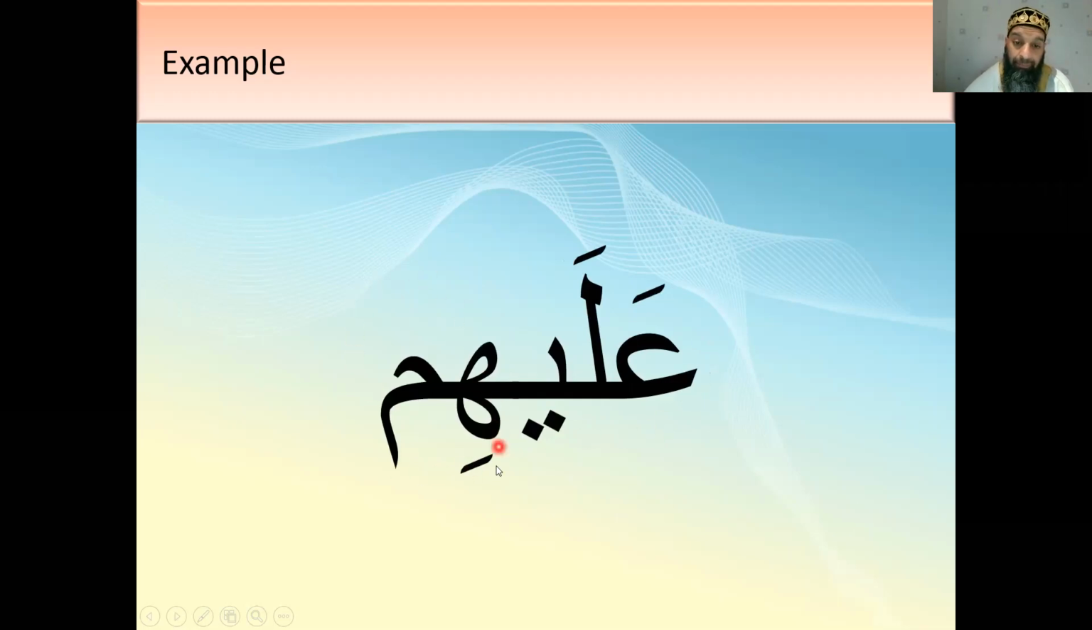Alayhim, on them. So these come, you can just imagine, all over the place in the Quran. You might look at these words and say, yeah, they come everywhere. So alayhim, on them. It's just that attachment that we've just done in that table. You can stick it on these words and it forms many words.